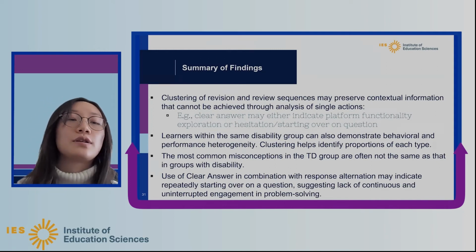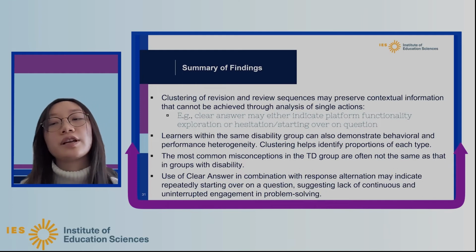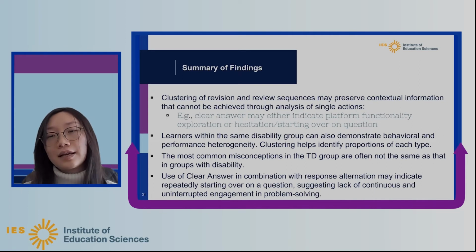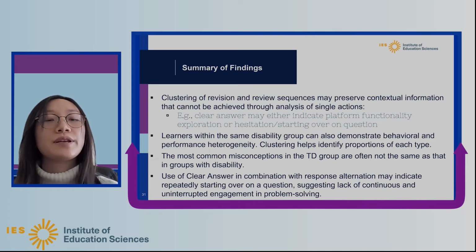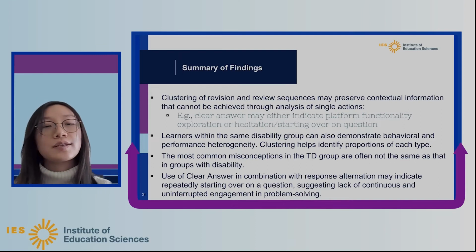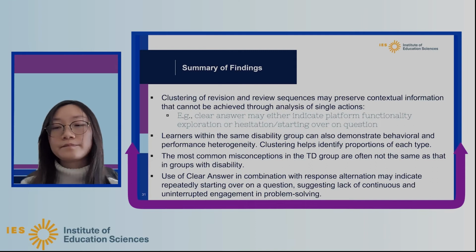We found also that the use of the clear answer in combination with response alternation was more common among individuals with learning disability. And this might indicate repeatedly starting over on a question and suggest a lack of continuous and uninterrupted engagement in problem solving.